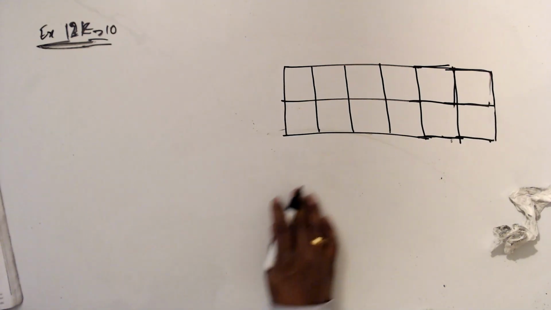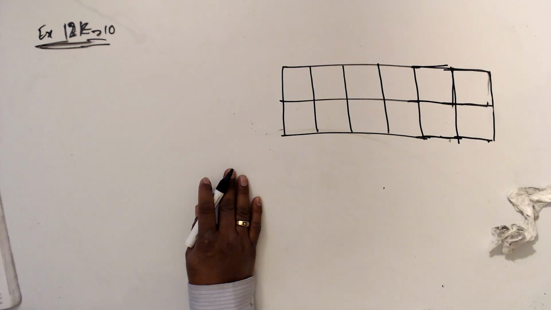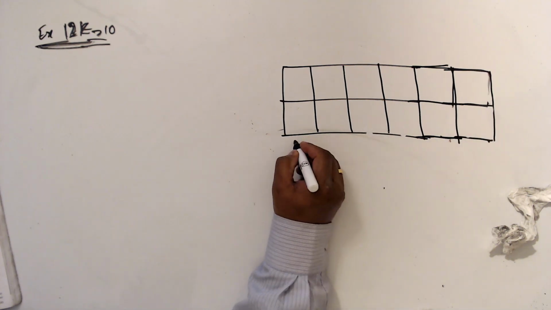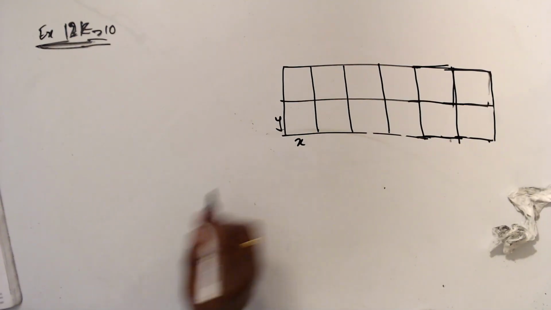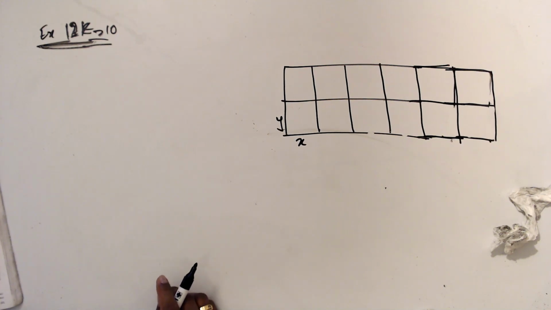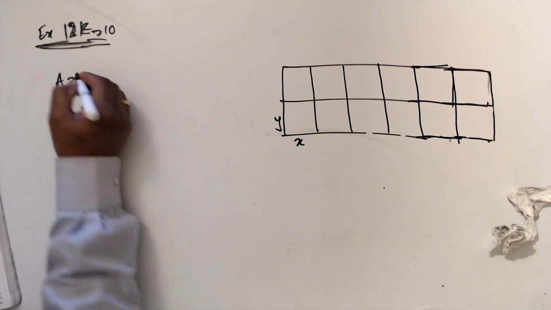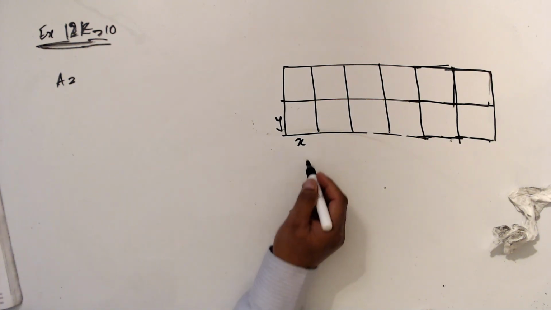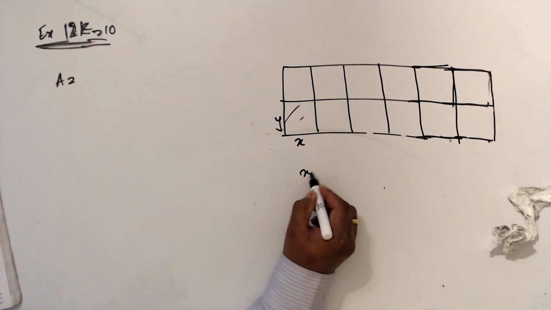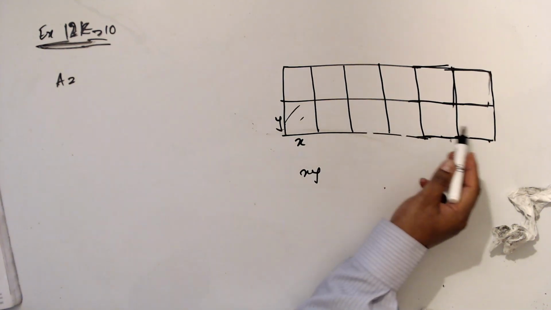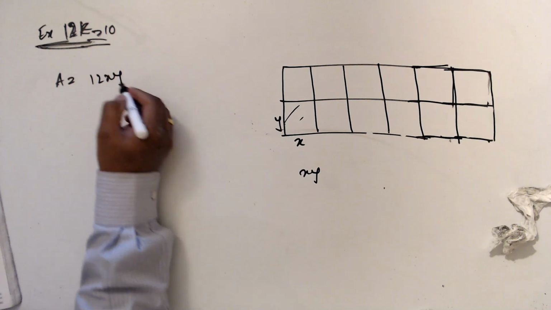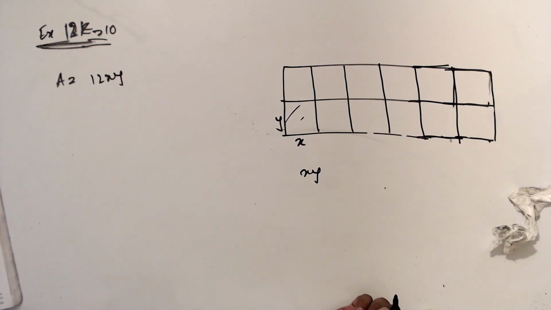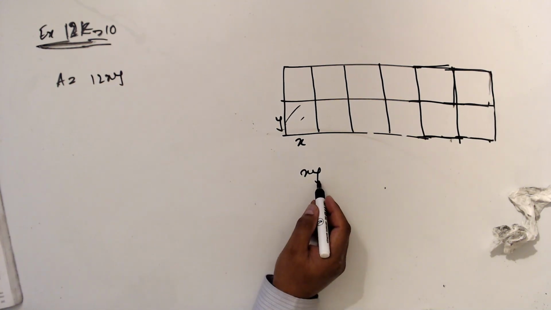Question number 10. When you finish reading, you can see that this is 1, 2, 3, 4, 5, 6, and this is x, and this is y. The area of this grid: one small box is xy. How many boxes? 1, 2, 3, 4, 5, 6, and 12. So 12xy is the area. But they have a different expression for A. So I want to get rid of y because there is no y in that equation.